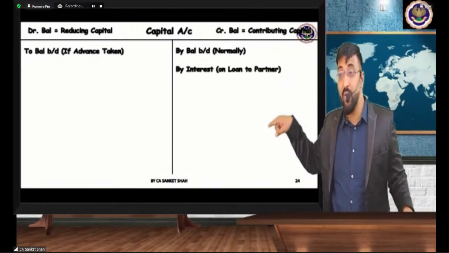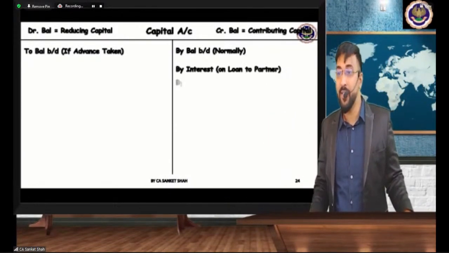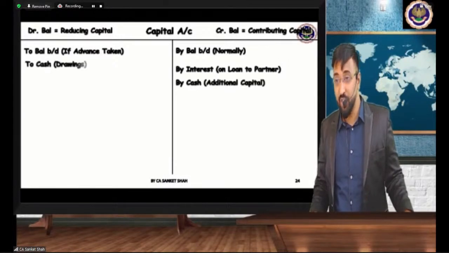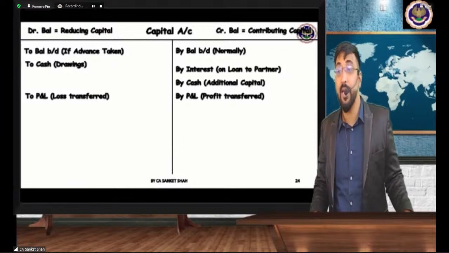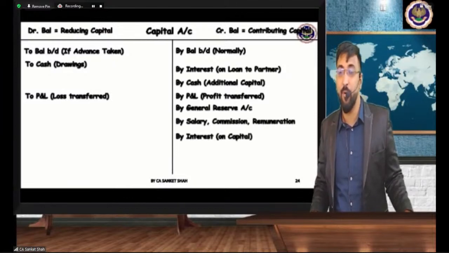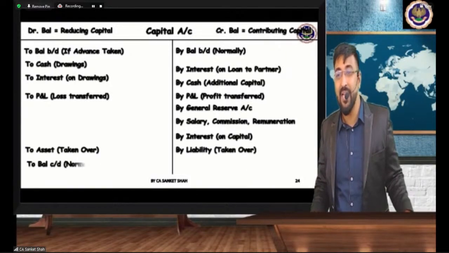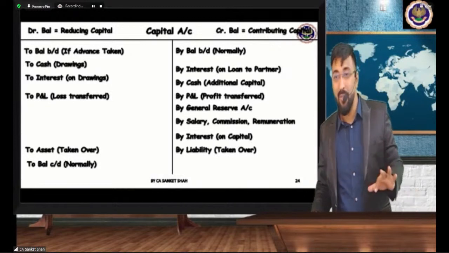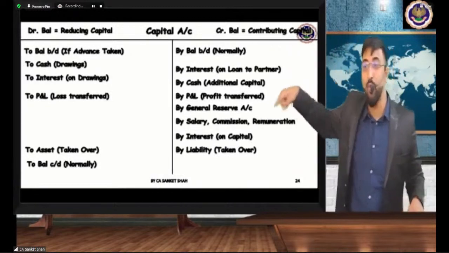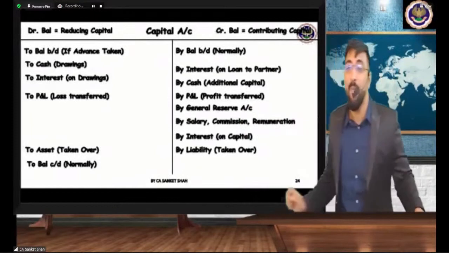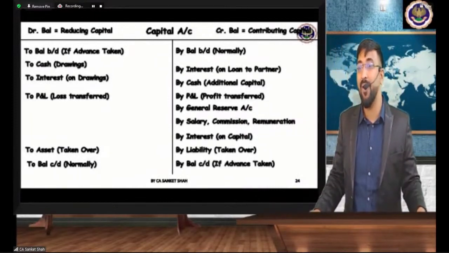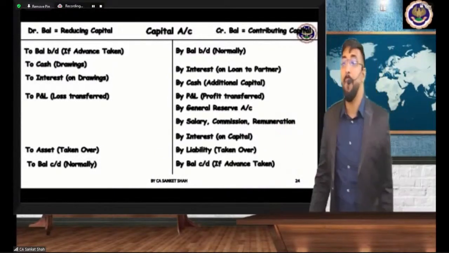Now this is your main capital account. By interest on loan to partner, by additional cash, to drawings, to cash, then profit transfer, then loss transfer, by general reserve, by salary commission remuneration, by interest on capital, to interest on drawing, and finally to asset and by liabilities, and then to balance carried down normally. On the opposite side, the closing balance is on the debit side, to balance carried down normally, and if an advance is taken by the partner, it will be by balance carried down.